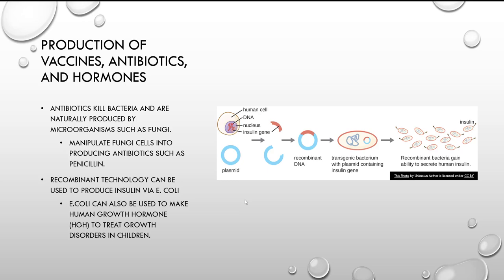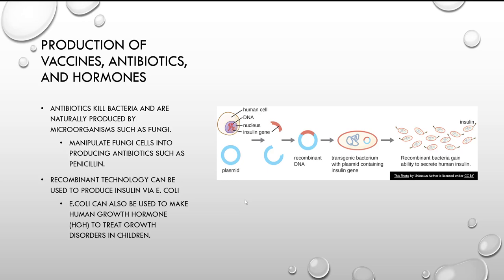If you think about it, fungi can't really move, so they need to protect themselves from bacteria. That's why they produce antibiotics to protect themselves. So we can just manipulate the fungi into producing lots of antibiotics to protect us as well.